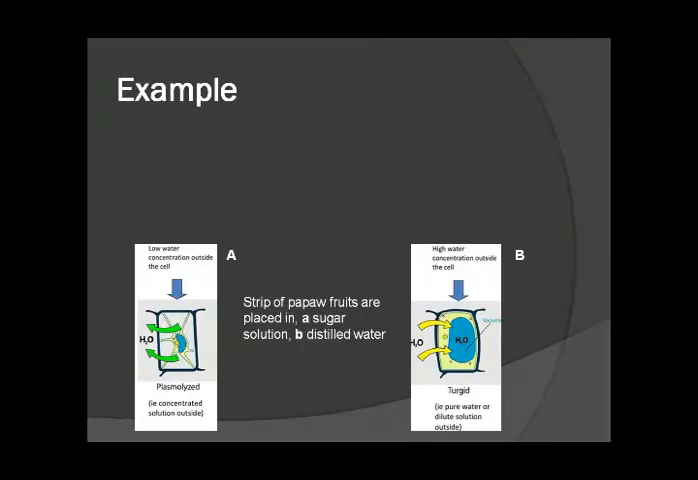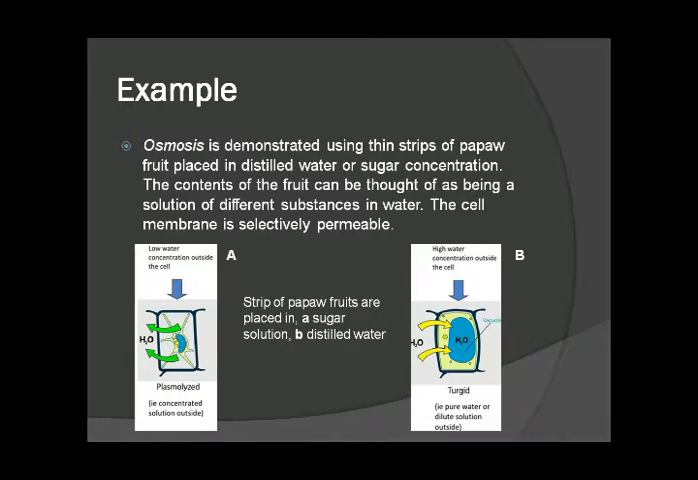Now we're looking at an example of osmosis. Osmosis is demonstrated using thin strips of papaw fruit placed in distilled water or sugar solution. The contents of the fruit can be thought of as a solution of different substances in water. The cell membrane is selectively permeable. In experiment A, the papaw strips are placed in sugar solution. As you can see, there is a lower concentration of water outside the cell and a higher concentration inside the cell.